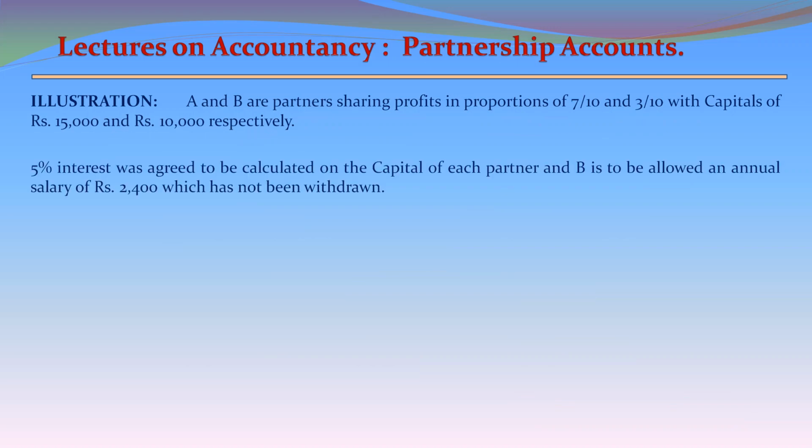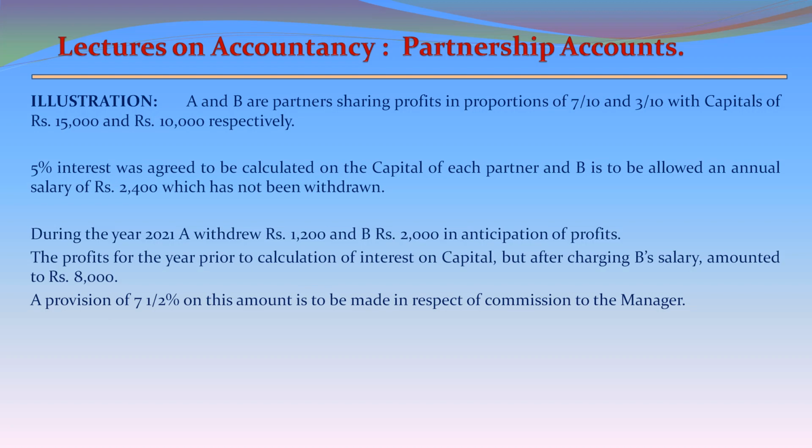5% interest was agreed to be calculated on the capital of each partner, and B is to be allowed an annual salary of Rs 2,400 which has not been withdrawn. During the year 2021, A withdrew Rs 1,200 and B Rs 2,000 in anticipation of profits.